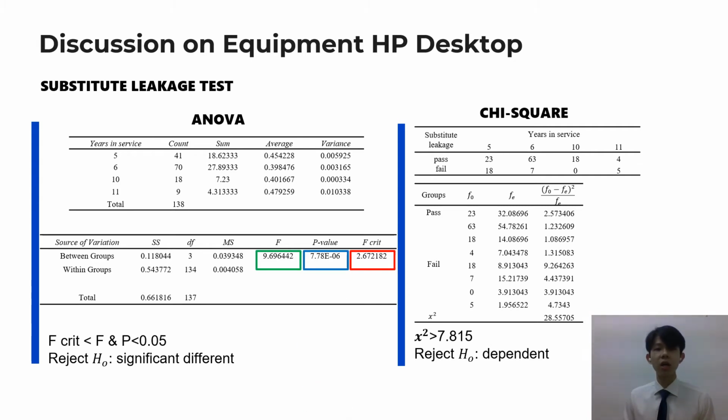0.05 as well. Other than that, the chi-square value, x squared, equals 28.56, which is higher than 7.815. So the substitute leakage test of the HP desktop is dependent on its year in service. As a conclusion, focus needs to be placed on the leakage current test for the HP desktop.